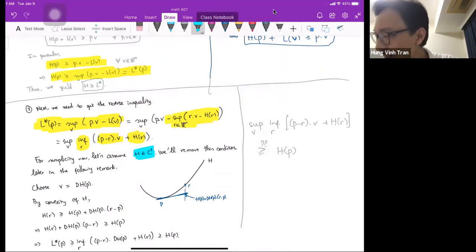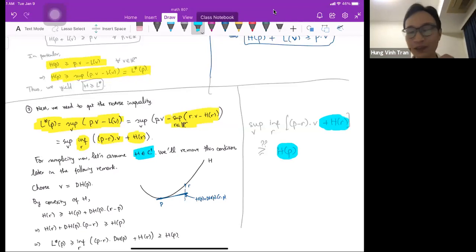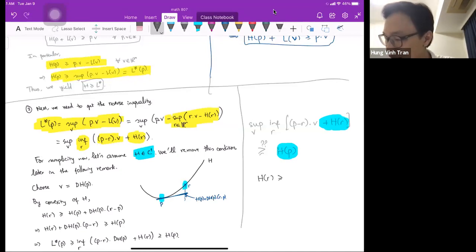There are two terms I have here. I have H of R. I need to compare that with H of P, right? You can see that H of R is this value, H of P is this value on the graph, okay? Naturally I can use the convex property. The convex property tells me that H of R is greater than or equal to H of P plus the gradient at P, dH of P, multiplied with R minus P.